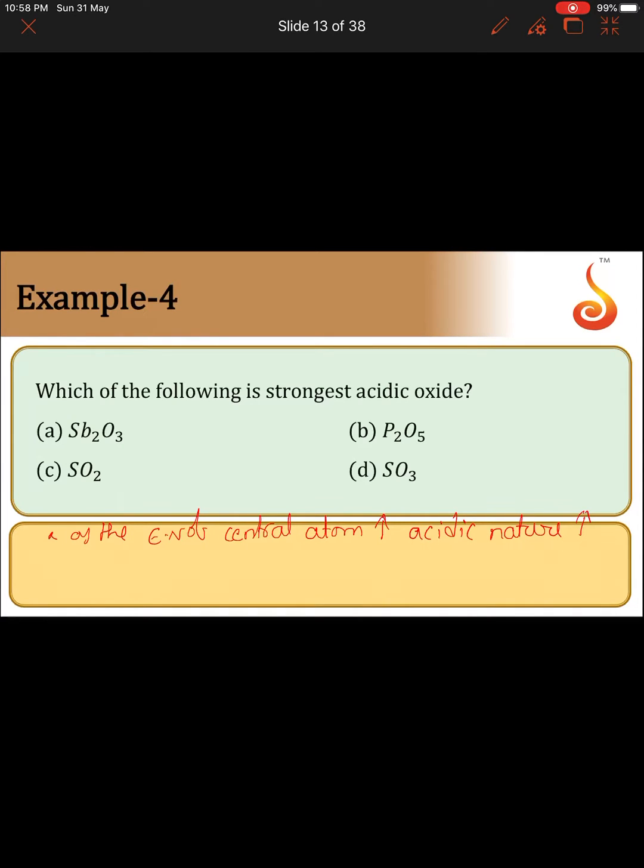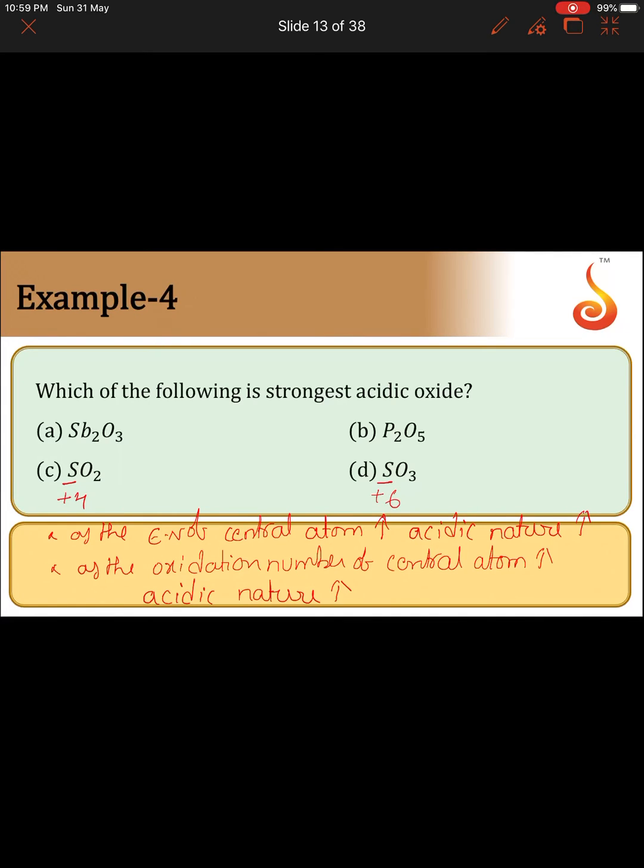Next, now in SO2 and SO3, which has more acidic nature? To identify that, one more point: as the oxidation number of the central atom increases, acidic nature increases. So now in SO2 and SO3, in SO2 the sulfur oxidation state is +4, in SO3 the sulfur oxidation state is +6.